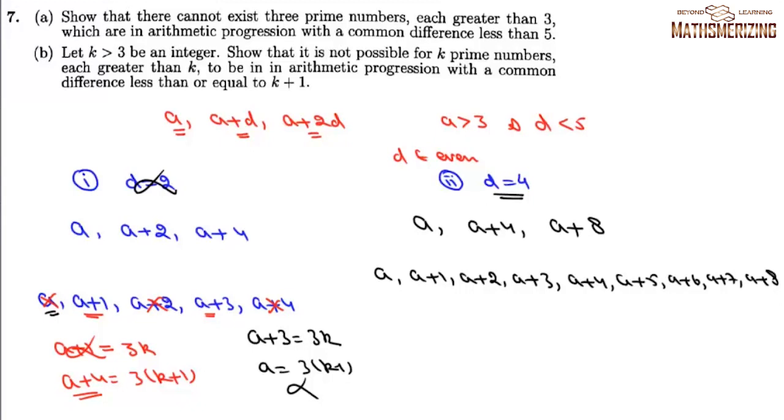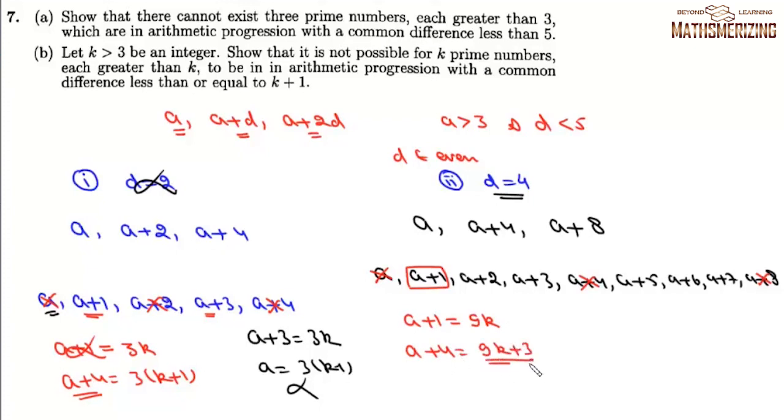At least one of them will be divisible by 9. Now it cannot be a, it cannot be a plus 4, and it cannot be a plus 8, since they are prime numbers. Now we consider a plus 1 to be a multiple of 9. We can write a plus 1 equals 9k. Now if we add 3 to it, we can write a plus 4 equals 9k plus 3.